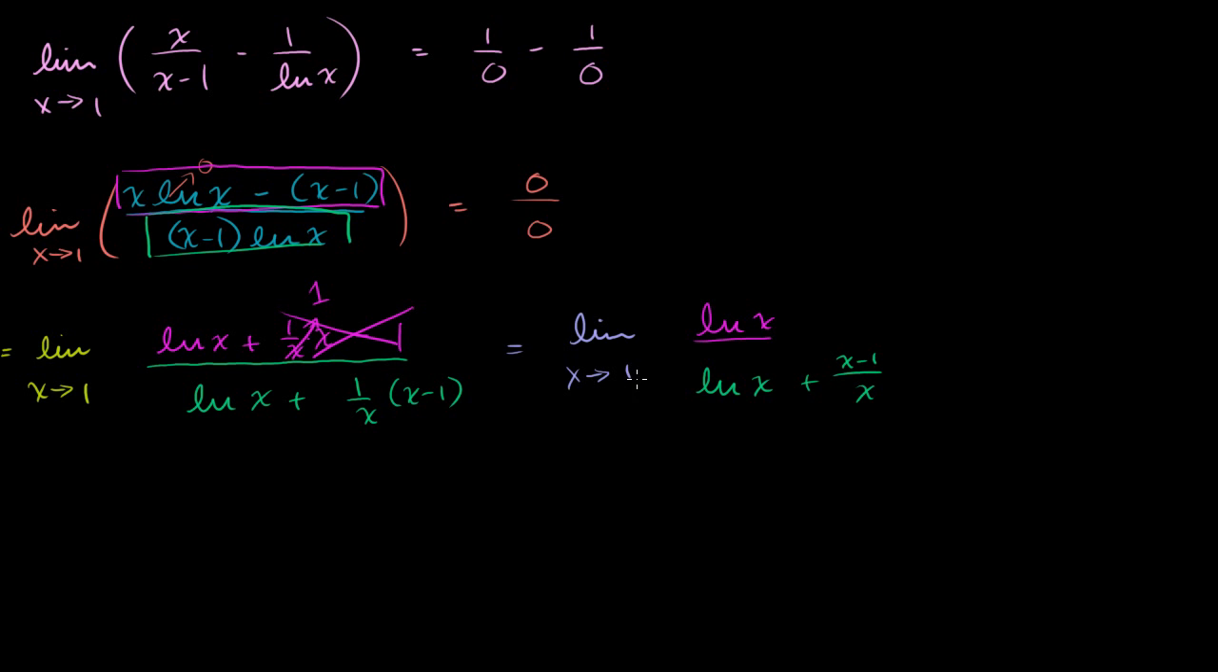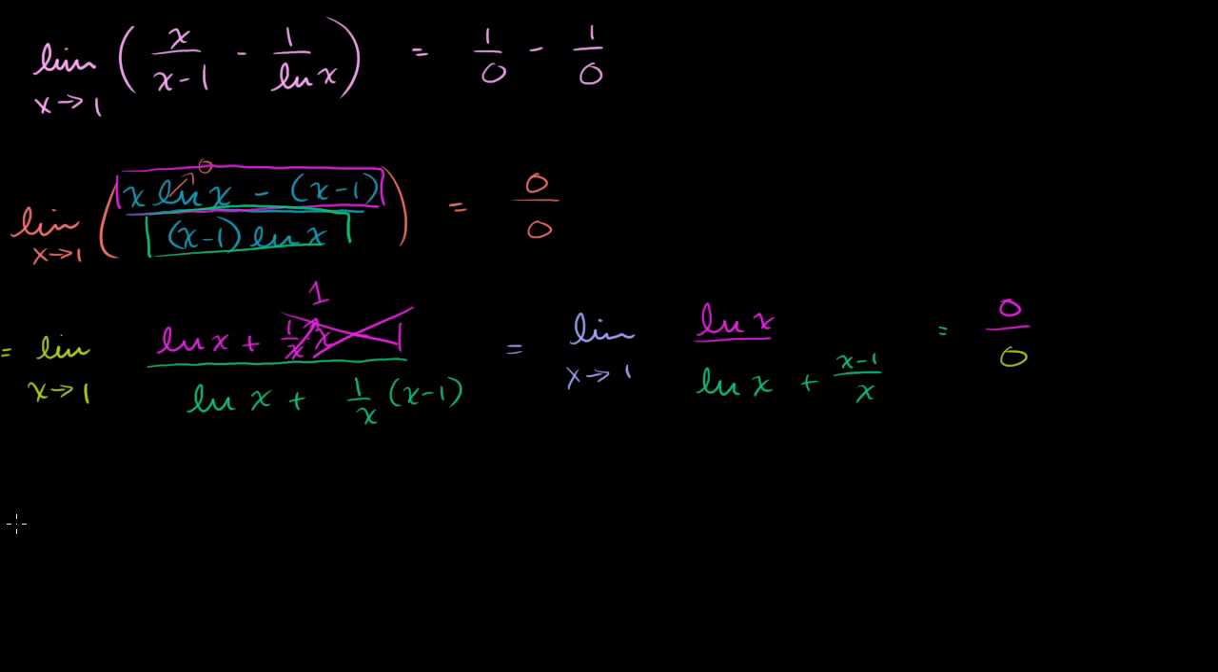If x approaches 1 of natural log of x, natural log of 1 is 0. And over here, we get natural log of 1, which is 0, and then plus 1 minus 1 over 1. Well, that's just going to be another 0. 1 minus 1 is 0. So you're going to get 0 plus 0, so you're going to get a 0 over 0 again. So once again, let's apply L'Hopital's rule again. Let's take the derivative of that, put it over the derivative of that.